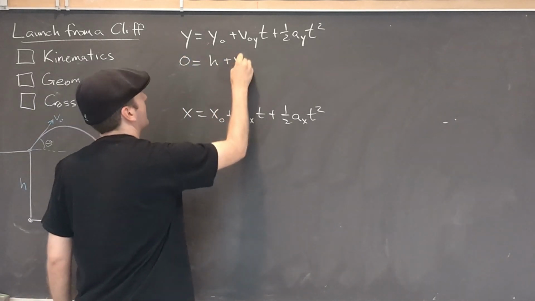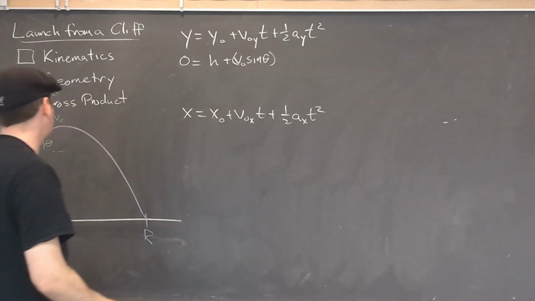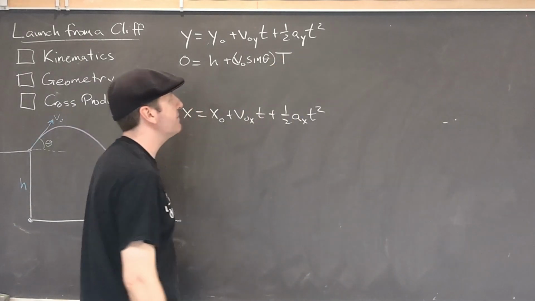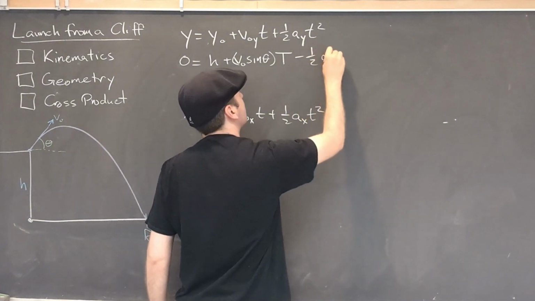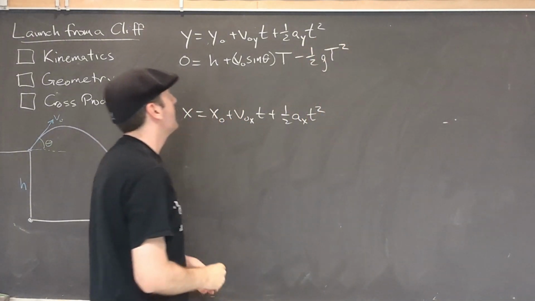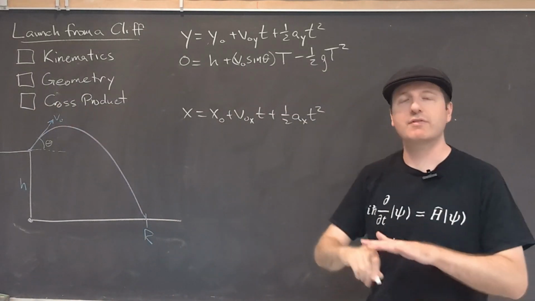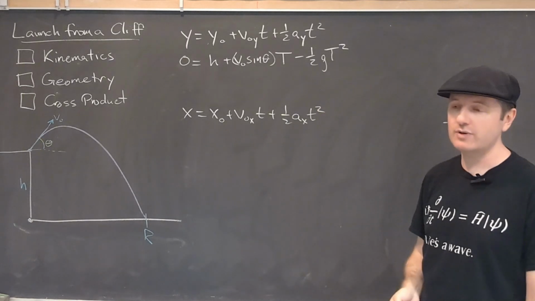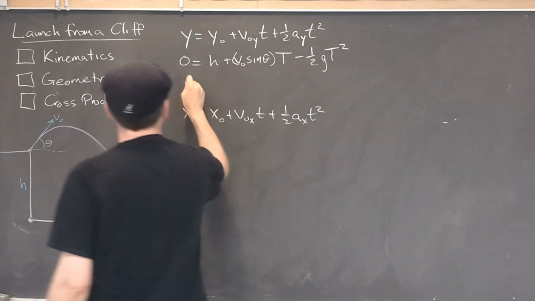My initial y velocity will be v naught sine theta. The time it takes to get from here to here, we usually call that the flight time. I'll call it capital T. And then the acceleration in the vertical direction is negative g. Now, this is a quadratic equation for t. Unlike previous cases where everything was level ground, I could factor out a t. Now I can't. I actually do have to use the quadratic formula. So we'll just do that real quick.